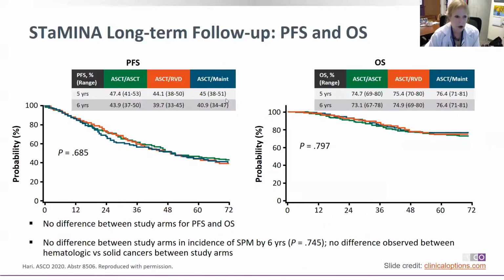So what they ended up showing, the big news at the time, a couple of years ago when this presented, was that it didn't look like doing extra stuff made much of a difference in either progression-free survival or overall survival, whether you had this extra treatment or you had 2 transplants. If you look at all of these curves, as they call them, they are right on top of each other, meaning there's really no difference.